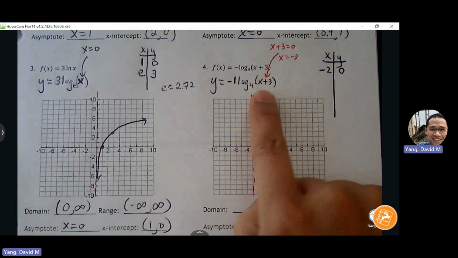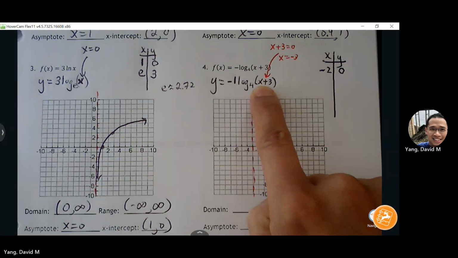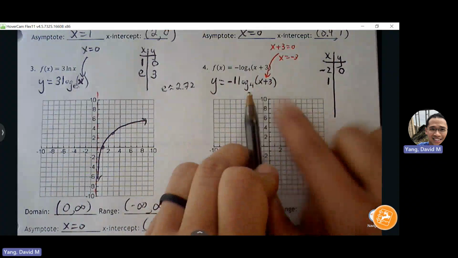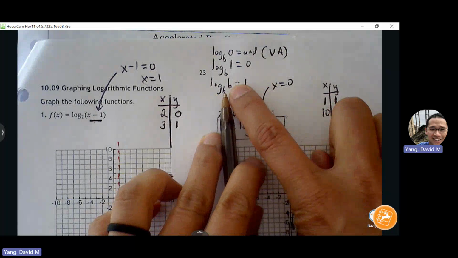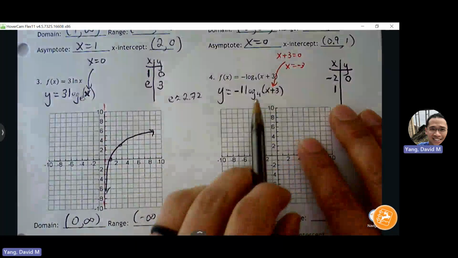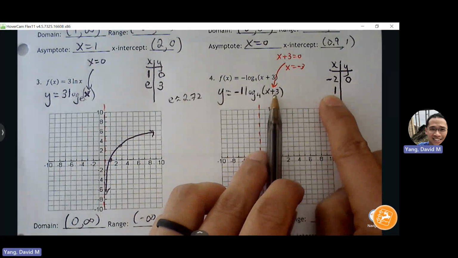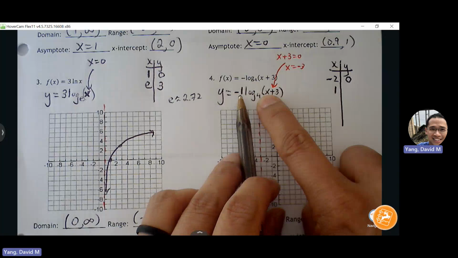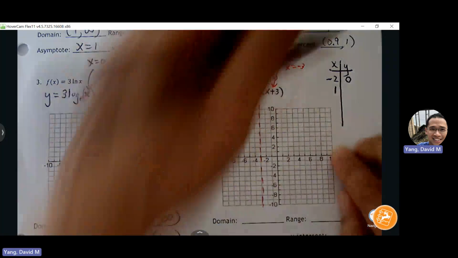What's another property? 4 plus 3 is 7. That's too big. Just 1. If I put 1 plus 3 is 4. That's what I want, right? I want log base 4 of 4, because if I can get the base and the value to match, I know that expression is going to end up being 1. So log base 4 of 1 plus 3, which is 4. Log base 4 of 4 is 1. And then 1 times negative 1 is negative 1.